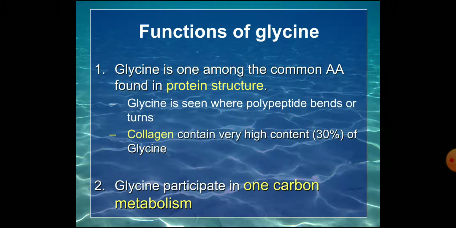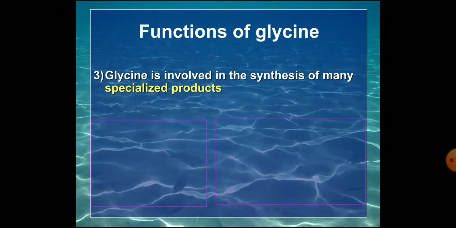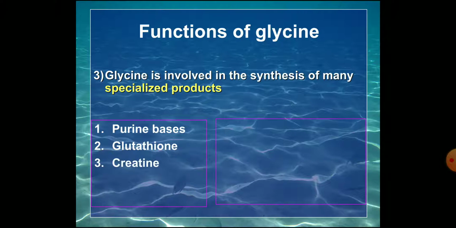The second important function is that glycine participates in one carbon metabolism. Glycine is also involved in the synthesis of many specialized products. One of the important functions is the production of various biologically important products like purine bases. You know what the purine bases are: adenine and guanine. Then glutathione, which is a tripeptide. Then creatine, which is present in the muscle.